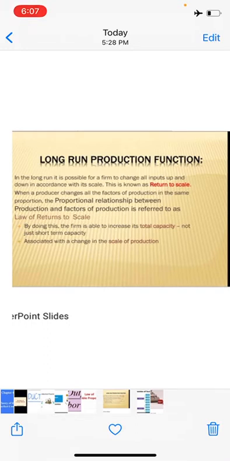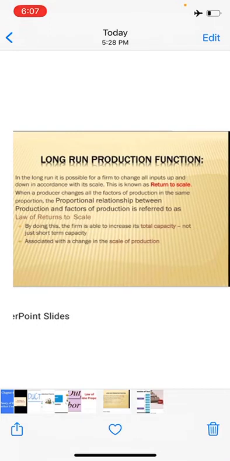Next is diminishing returns to scale. As the name suggests, diminishing returns to scale is when the output increases in a smaller proportion with an increase in all inputs. For example, the percentage change in output is lesser than the percentage change in input. For example, a 25% increase in input leads to a 10% increase in output. So here the percentage change in output is smaller than the percentage change in input. That means the percentage change in input is greater than the percentage change in output. This is called diminishing returns to scale.